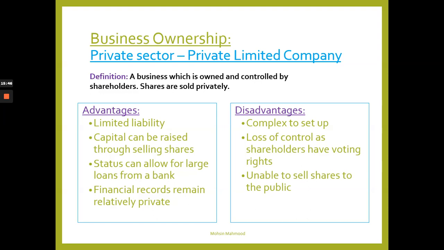Okay. Now, some disadvantages are that it's complex to set up. There's loss of control as shareholders have voting rights. So each shareholder has a voting right relative to how much shares they have in a business, or how much percentage of the shares they have in a business. And another major disadvantage is that they're unable to sell shares to the public.